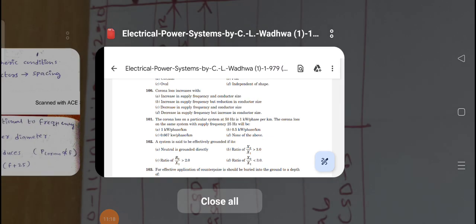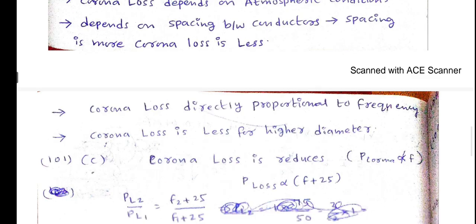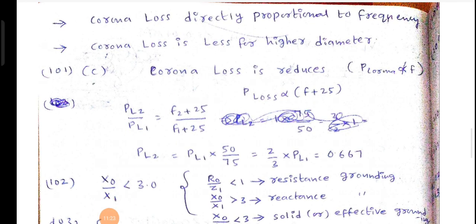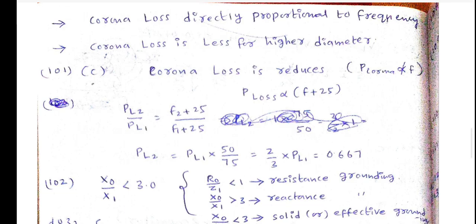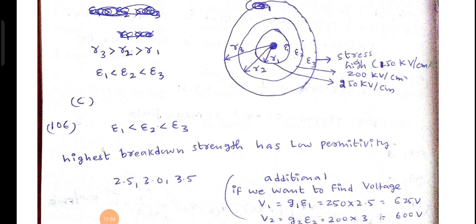Okay, already we know that P loss is directly proportional to f plus 25. Why I am considering f plus 25 exactly: suppose if I consider the approximation formula, P loss is directly proportional to f, right? If frequency is reduced to half, corona loss is also reduced to half. That means 0.5. If you solve in the exact way, PL2 by PL1 is equal to (f2 plus 25) by (f1 plus 25), right? If you solve the equation, we will get a corona loss of 0.667.